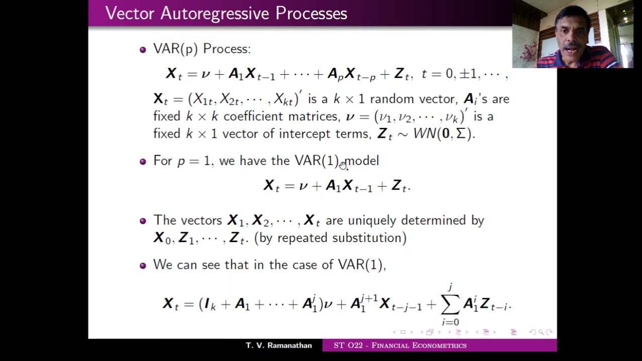If xt equals this, I am going to substitute for xt minus 1. What will that be? It will be nu plus A1 xt minus 2 plus zt minus 1. So I substitute that here: nu plus A1 times that. So for i equal to 1, A1 zt minus 1. I equal to 0 means it is zt, so you have zt, A1 zt minus 1, then for i equal to 2, you have A2 zt minus 2, etc. You continue to do that.